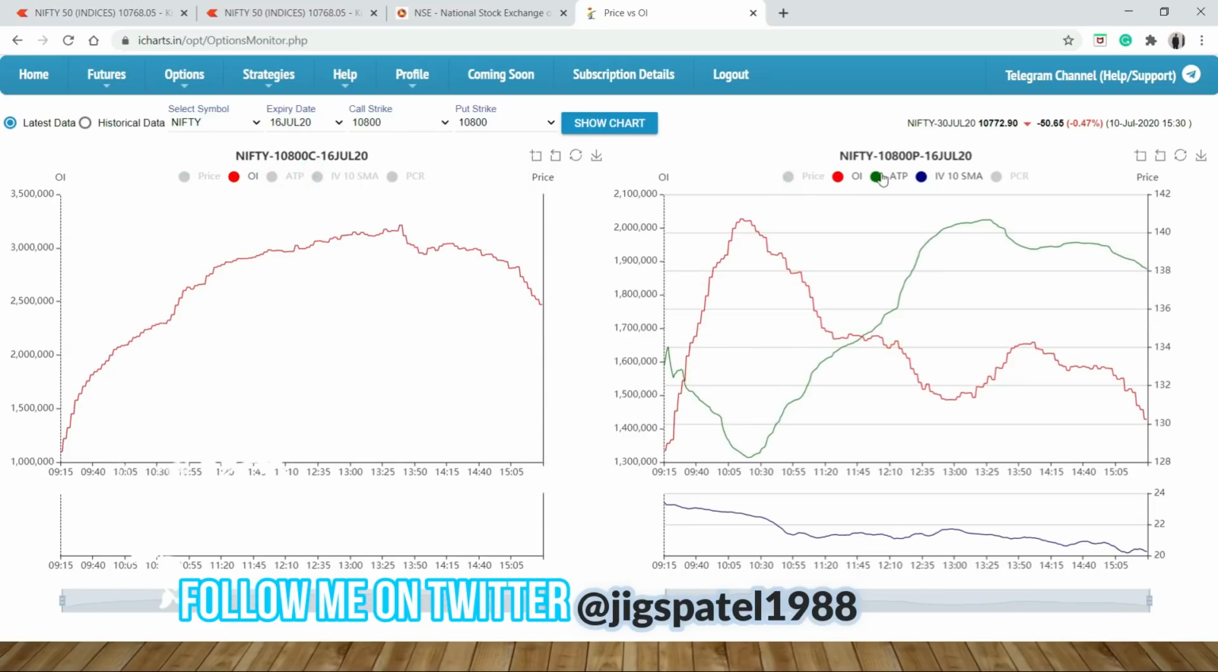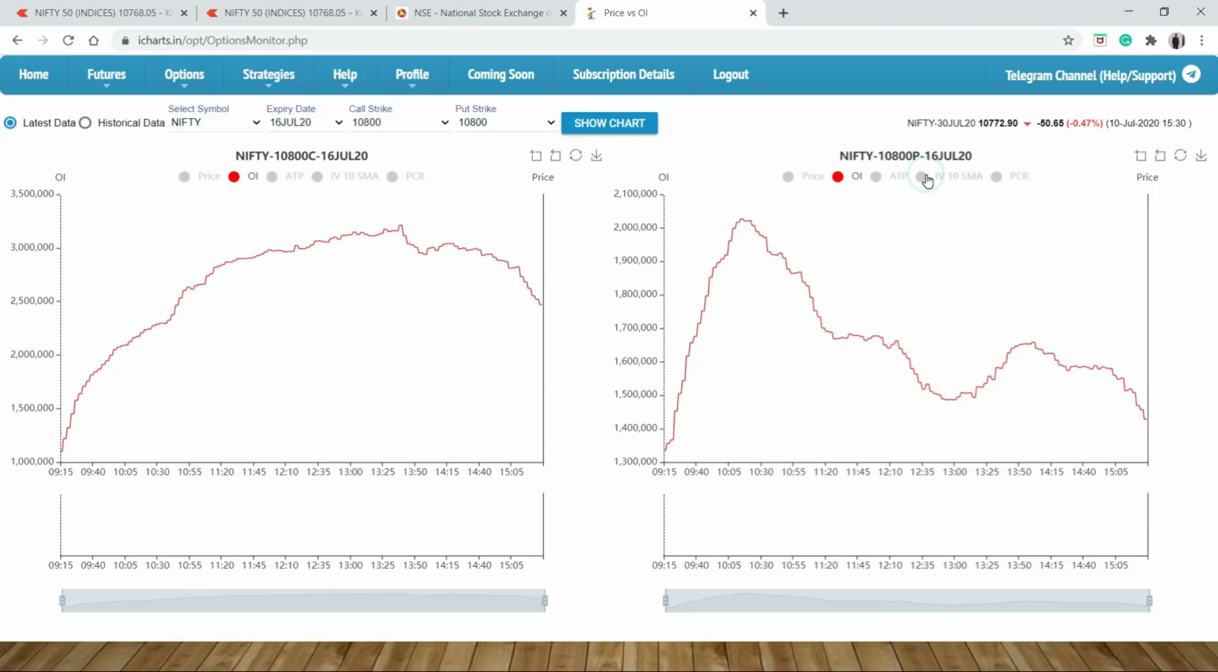Same thing, price, ATP and IV, I just hide it. So only the red line is there, and this is nothing but the change in OI data, the cumulative open interest data. In the morning, the 10,800 call has around 10 lakhs 99,000, which means a lump sum of 11 lakhs OI already there in the 10,800 call from 9:15.